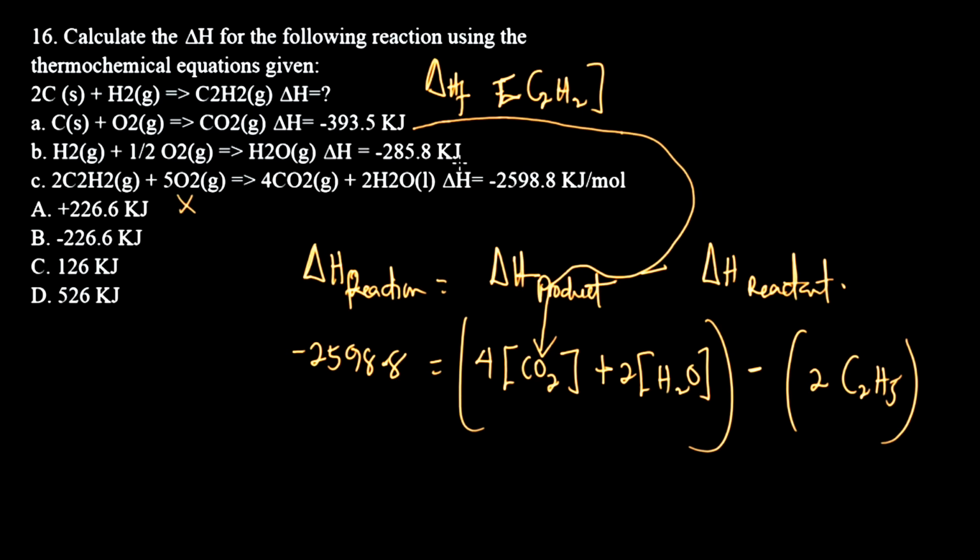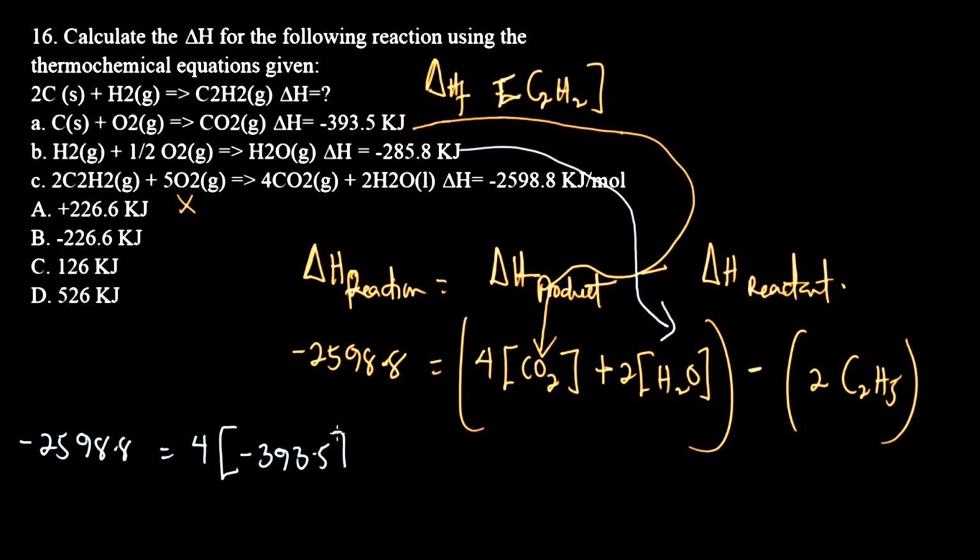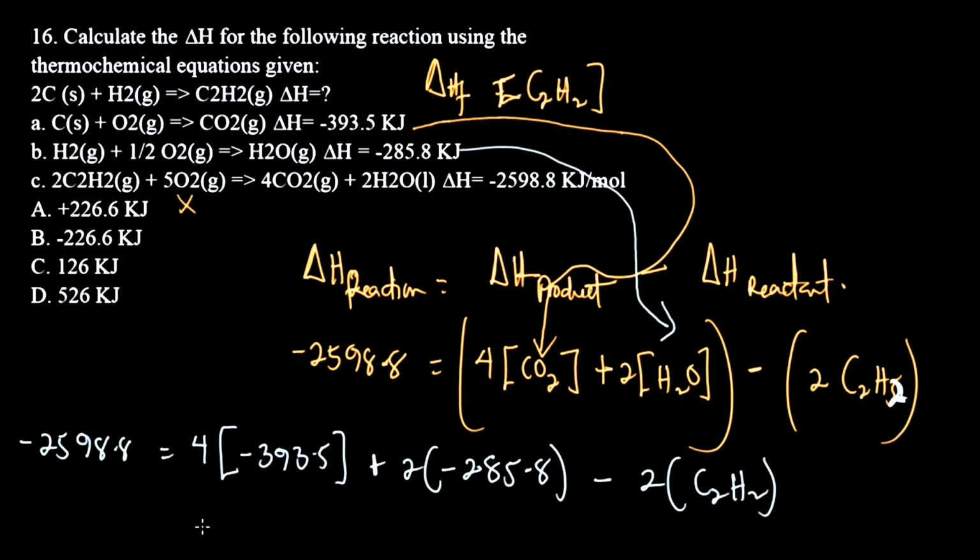Also the heat of formation of H2O is here, right? So what we need to do is input the values. We have 259.8 equals 4 times negative 393.5 plus 2 times negative 285.8, minus 2 times C2H2, sorry, not C2H5, C2H2. So we need to get that C2H2, and our answer is negative 226.6 kilojoule.